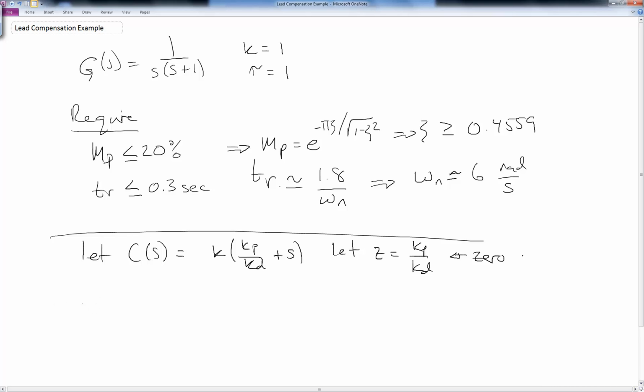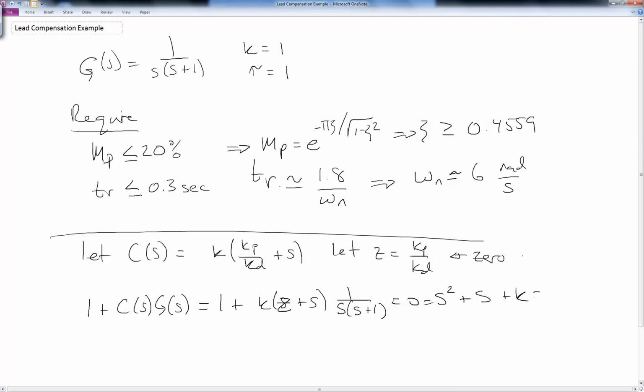Making these substitutions into the characteristic equation of the closed-loop transfer function, assuming unity gain of the system, we get 1 plus k times (z plus s) times 1 over s times (s plus 1) is equal to 0. Multiplying through, we end up with s squared plus s plus kz plus ks. And collecting terms, we have s squared plus (1 plus k) times s plus kz is equal to 0.